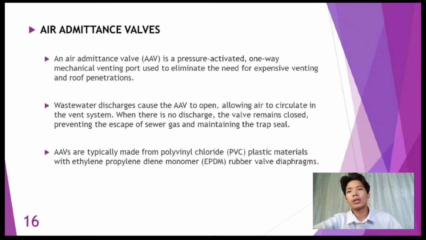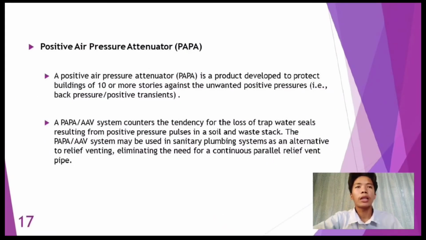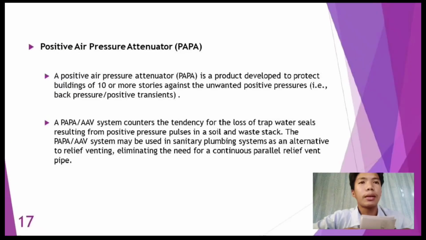Ayun. So, next is positive air pressure attenuator or PAPA. Ang positive air attenuator is a product developed to protect buildings of 10 or more stories against unwanted positive pressure. So, ang itsura niya naman is ganito. Ito. Yan. Parang ini-install din siya, halimbawa may air na lumabas, dito muna siya pupunta and then mag-create siya ng positive air against unwanted positive pressure. Ayun, parang pinapalitan niya yung hangin na lumalabas.